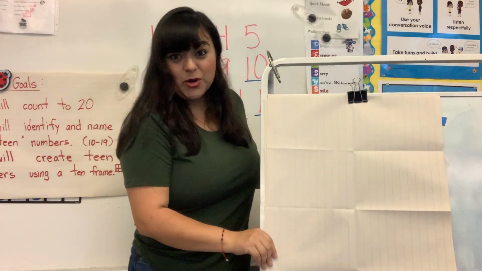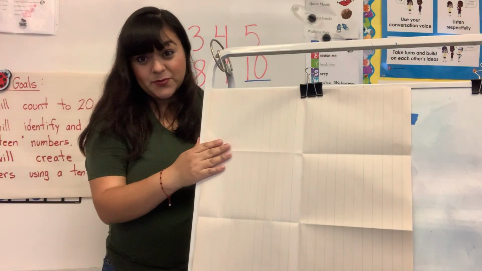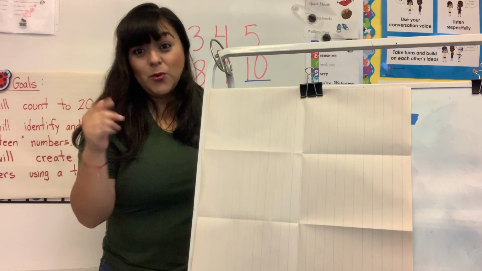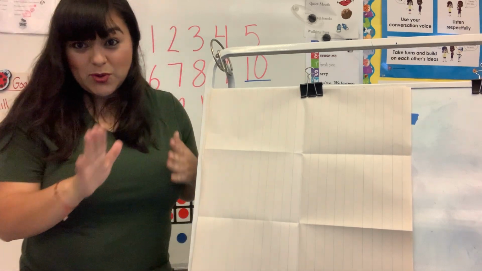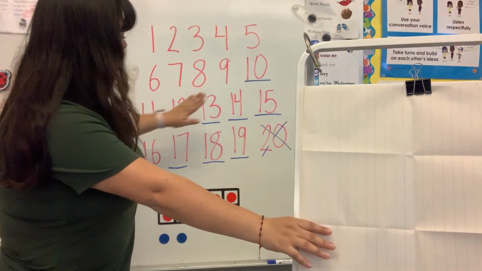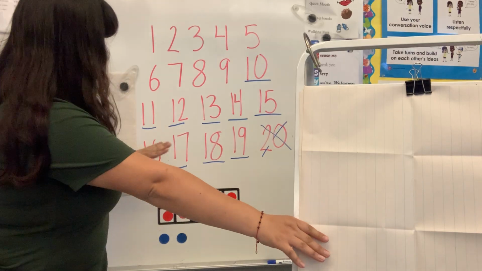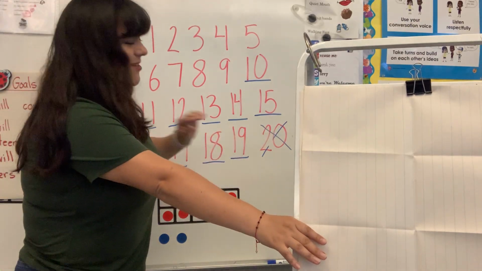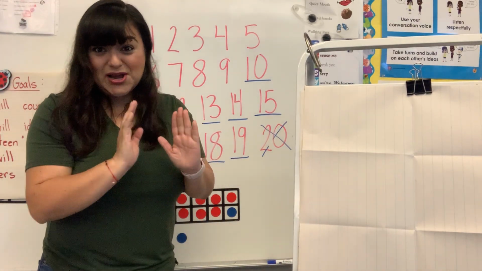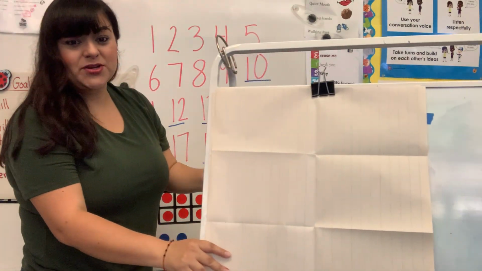Okay, so for your home learning today, on your piece of paper, I will do some to show you a model. And then I want you at home to finish the rest of the teen numbers, okay? And remember, the teen numbers are 10, 11, 12, 13, 14, 15, 16, 17, 18, 19. That's where you stop, on 19. Okay, so here's our piece of paper.